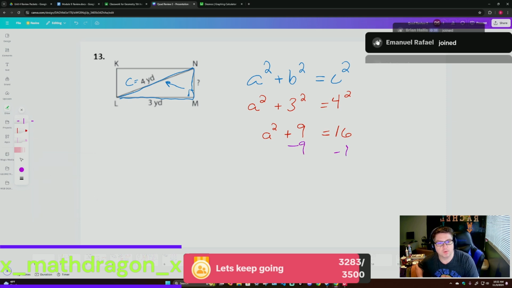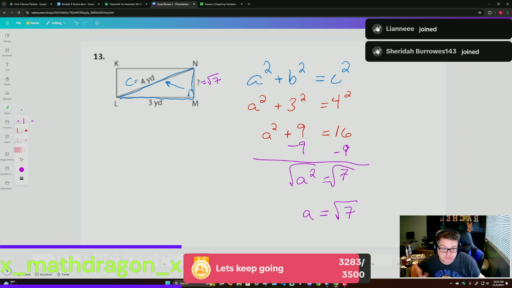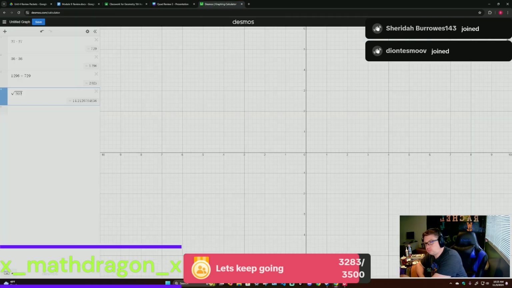I'm going to subtract 9 from both sides, and A squared is going to equal 7. Take the square root of both sides, and A is going to equal the square root of 7. And the square root of 7 is a number. If the square root of 9 is 3, and the square root of 4 is 2, in between that is the square root of 7, so it's going to be 2 point something, probably closer to 2.8, 2.7, around there. And we can show that by putting 7, 2.64. Okay, so maybe I was a little off, but that's how we do it.